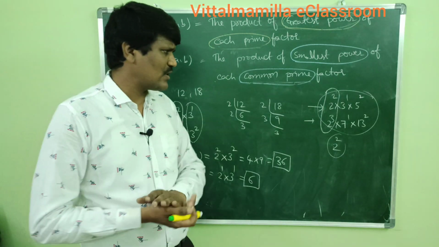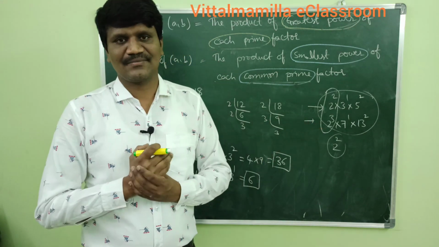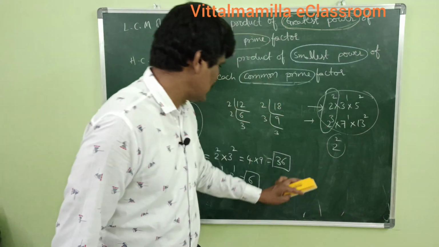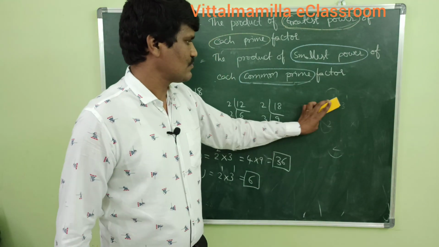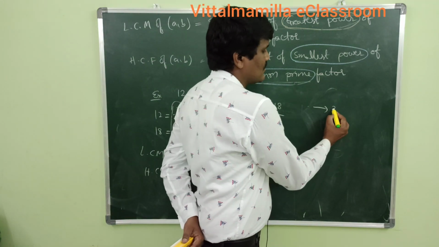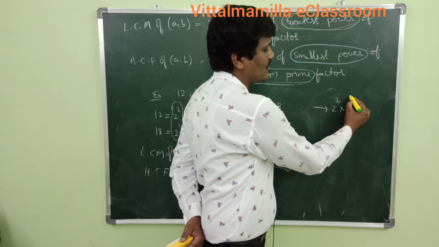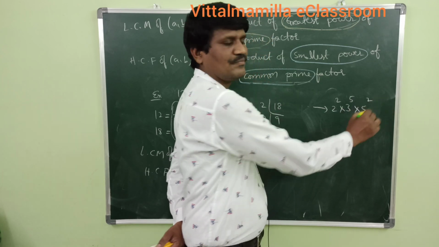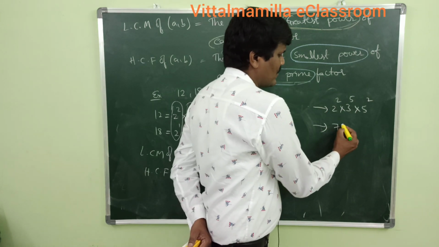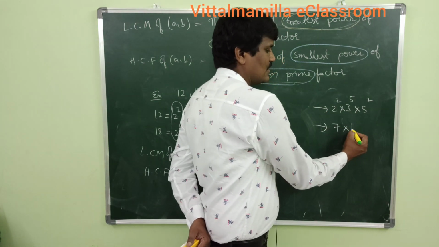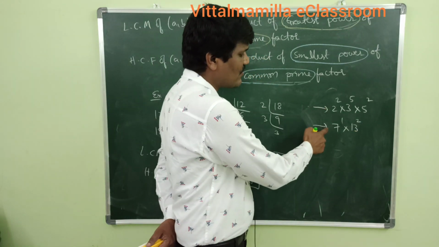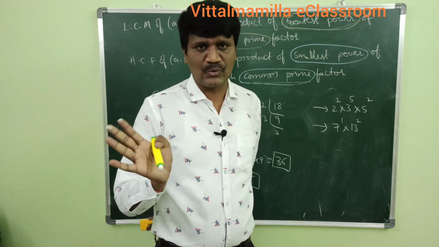Now here you may get one doubt. If there is no common prime, what to take? Suppose, for example, you are having it like this. See, if the prime factorization of the first number is 2 square, 3 power 5, say 5 square. And the second one is say 7 power 1 into 13 power 2. These two are prime factorizations of some two numbers.